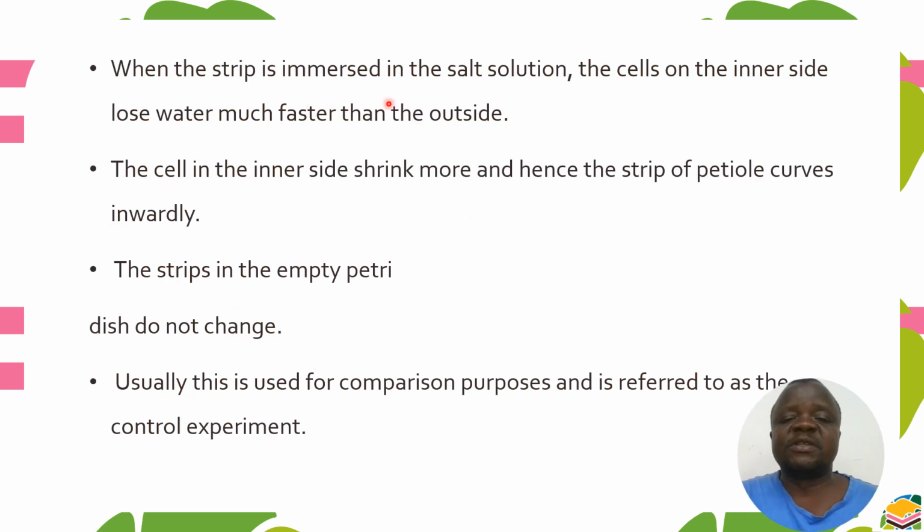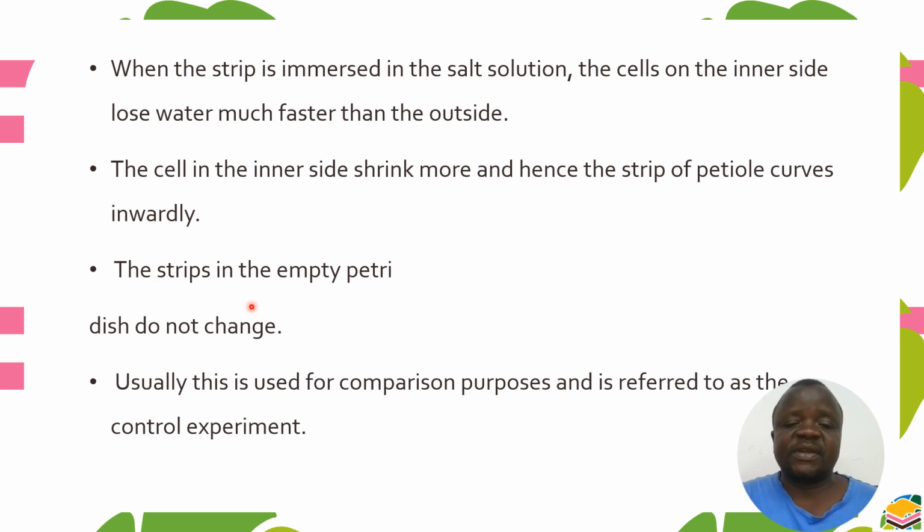So when the strip is immersed in salt solution, the cells on the inner side lose water by osmosis much faster than the outside. So the cells on the inner side shrink more, they reduce in size, and hence the strip of petioles curves inwardly.